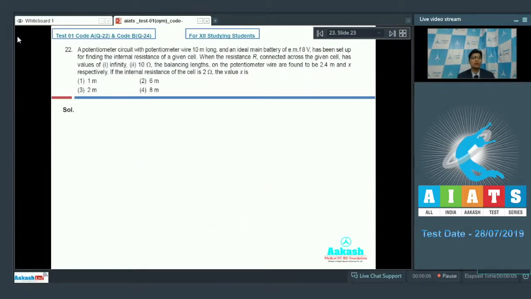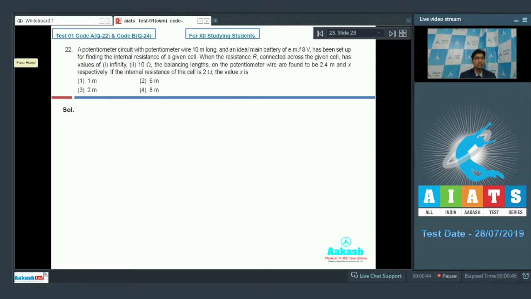Dear students, the question number 22 is based on the concept of potentiometer. The question says that a potentiometer circuit with potentiometer wire 10 meter long and an ideal main battery of EMF 8 volt has been set up for finding internal resistance of a given cell. When the resistance R connected across the given cell has values infinity and 10 ohms, the balancing lengths on the potentiometer wire are found to be 2.4 meter and X respectively. If the internal resistance of the cell is 2 ohms, then the value of X is.